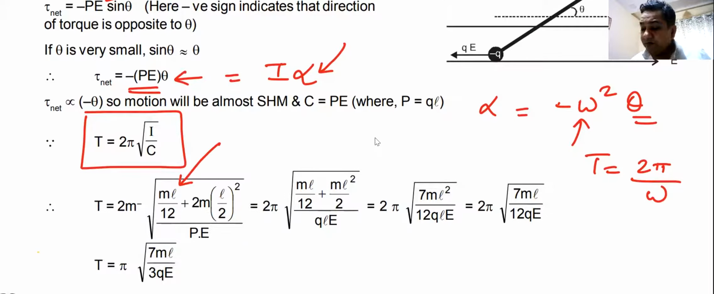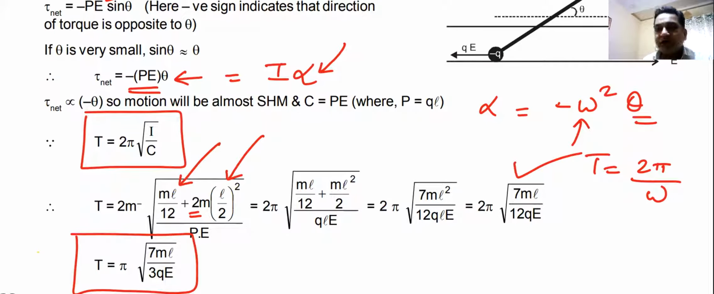Moment of inertia: it will be rotating about the center of mass. So you have to find the moment of inertia of the entire system about the center of mass. The first one is the moment of inertia of the rod. The second one is the moment of inertia of the two charges, multiplied by 2 because there are two charges. We found the moment of inertia, and from there you can calculate the time period of oscillation of this dipole. Do we understand this?